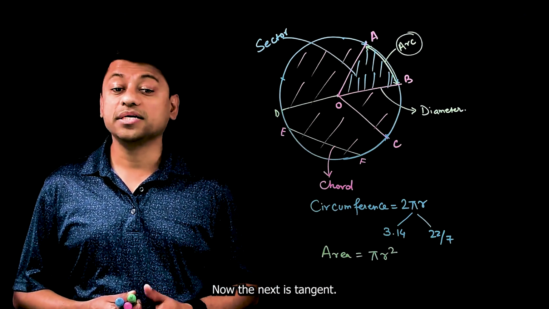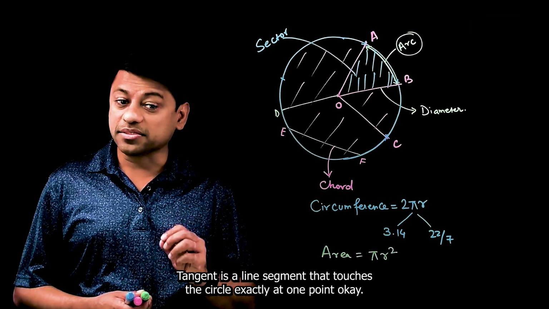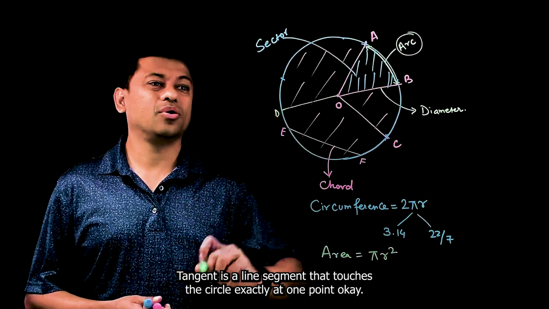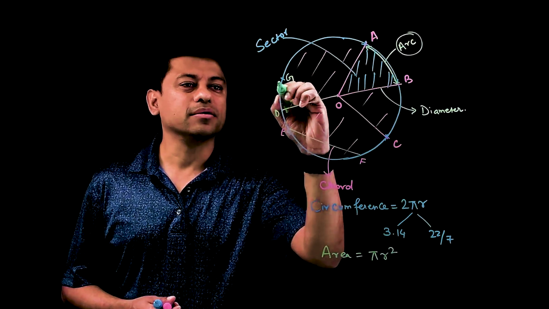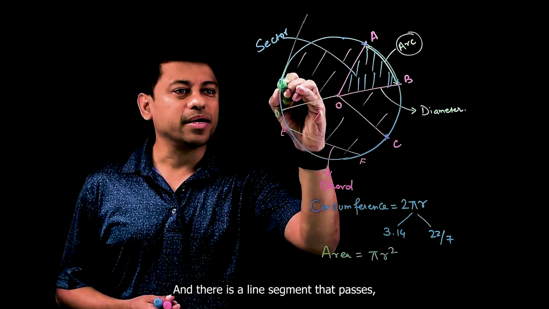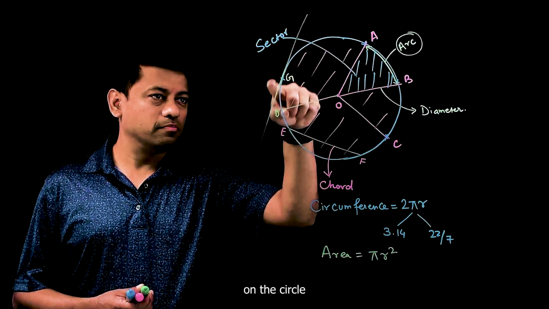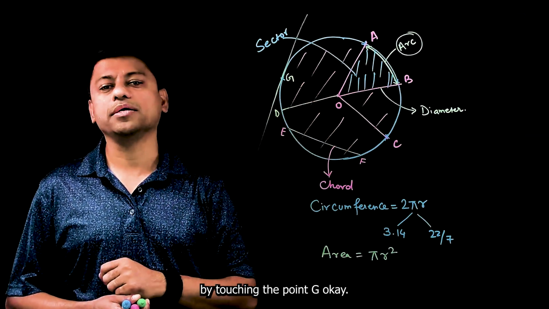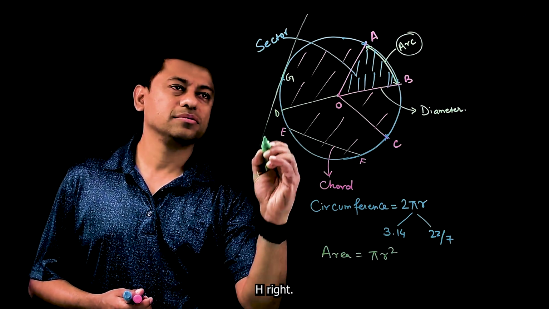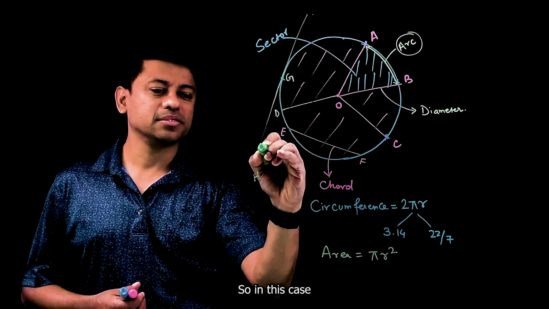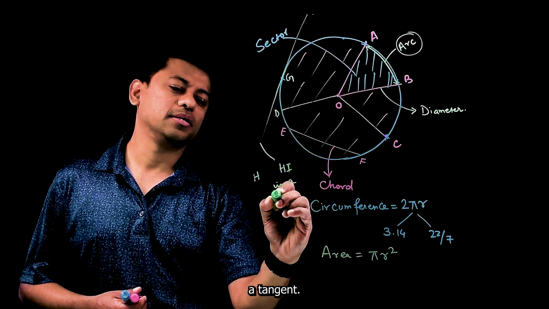Now, the next is tangent. Now, what is a tangent? A tangent is a line segment that touches the circle exactly at one point. So, let us say we take G as this point, and there is a line segment that passes on the circle by touching the point G. This will be called a tangent, HI. So, in this case, HI is a tangent.